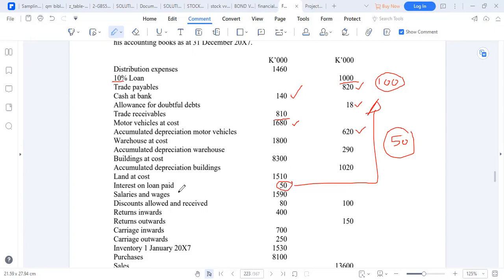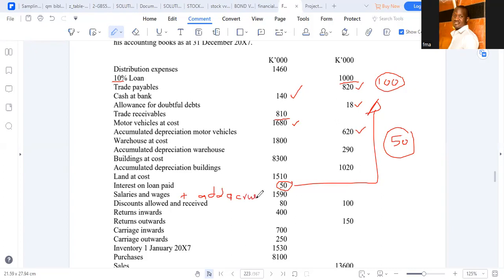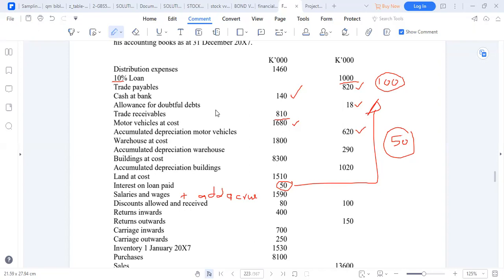All operation expenses. But if there are any wages that we, in the adjustments, we do not pay, we usually add the accrued expenses. You add accrual. If you prepaid, we subtract the prepayment because we have not yet enjoyed. For instance, if we had insurance that we paid in advance, we subtract it.